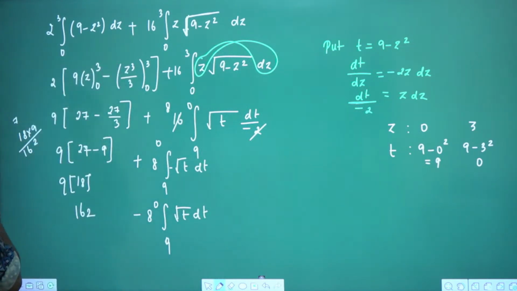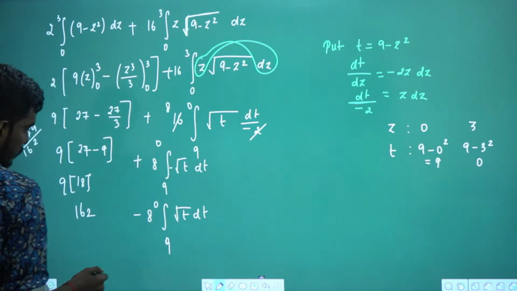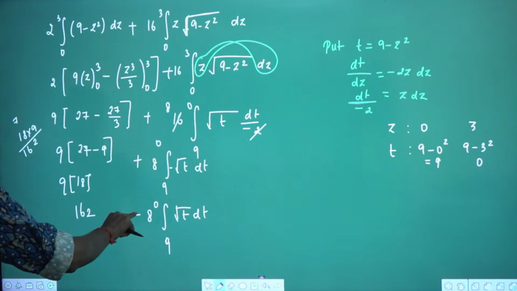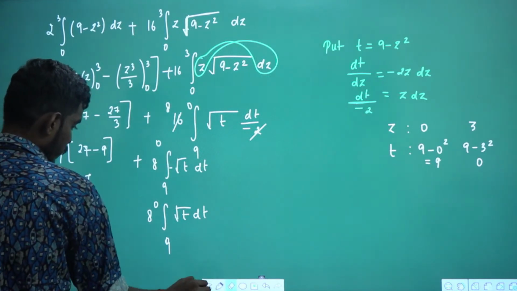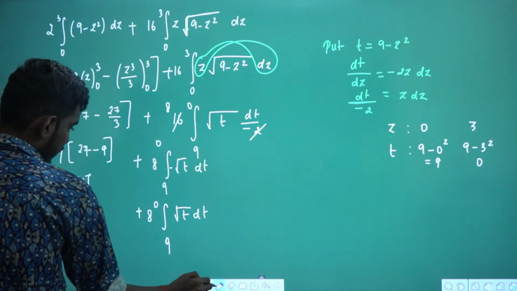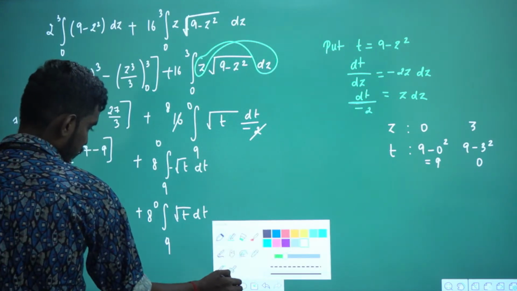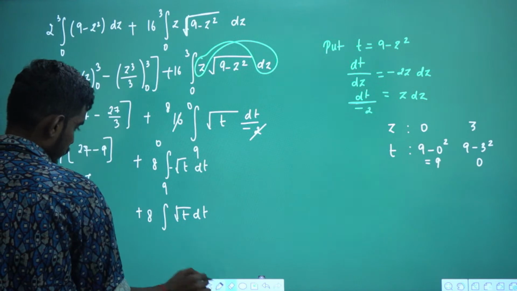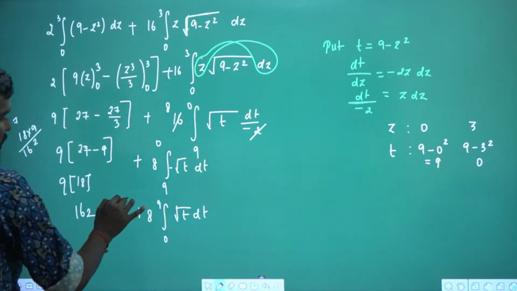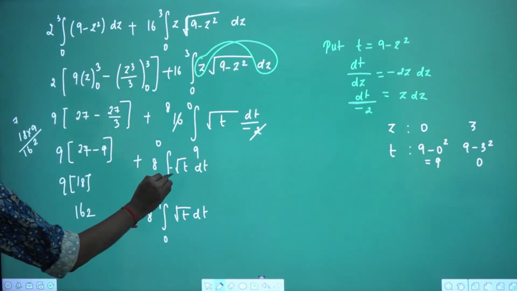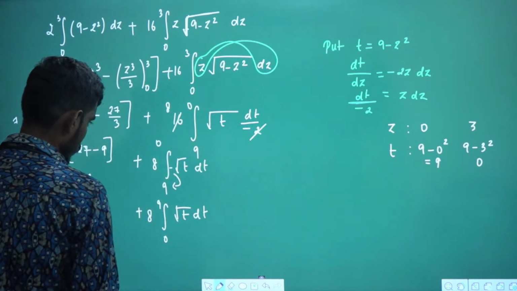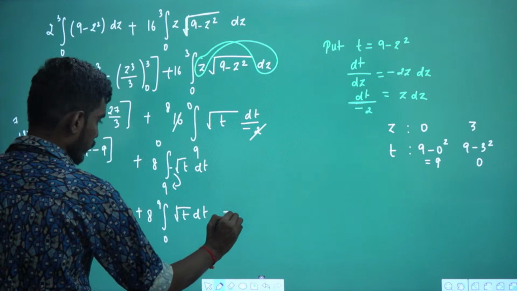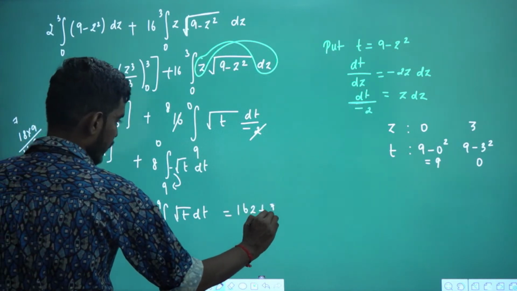This limit is 162, right? Sorry, this answer is 162. Now this is the same as, I can change this to 0 to 9 and put it as plus. Let me put this as plus and change this to 0 to 9. Right? So changing the limits will change the sign. So this will be 162 plus 8 times.